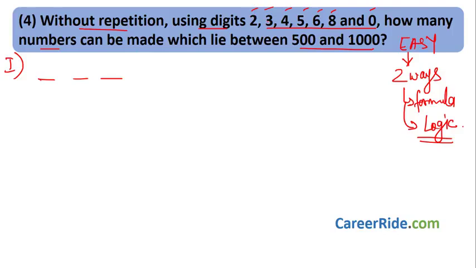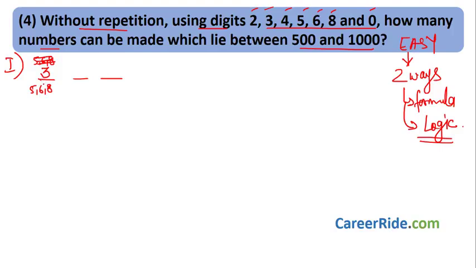No. If we take it as 3, no. If we take it as 4, no. If we take it as 5, yes, possible, because 501 to 599 lies between 500 and 1000. So we can have 5, we can have 6, we can have 8. You cannot have 0 over here because it does not lie between 500 and 1000. So how many choices are possible over here? There are 3 choices possible: 5, 6 and 8.